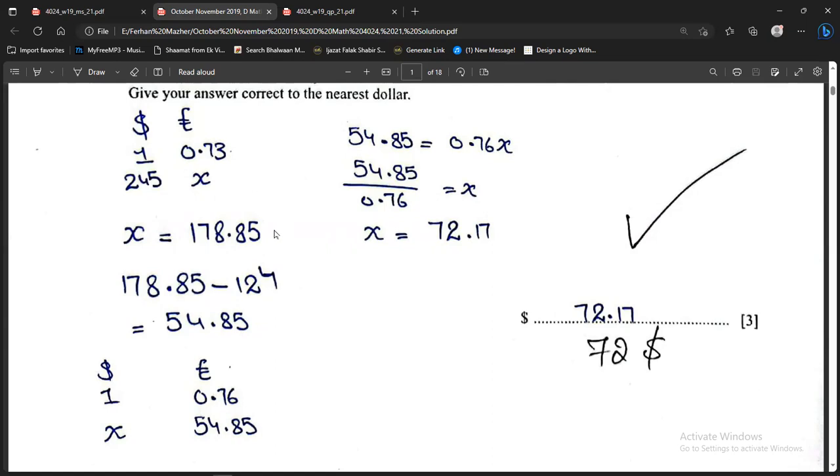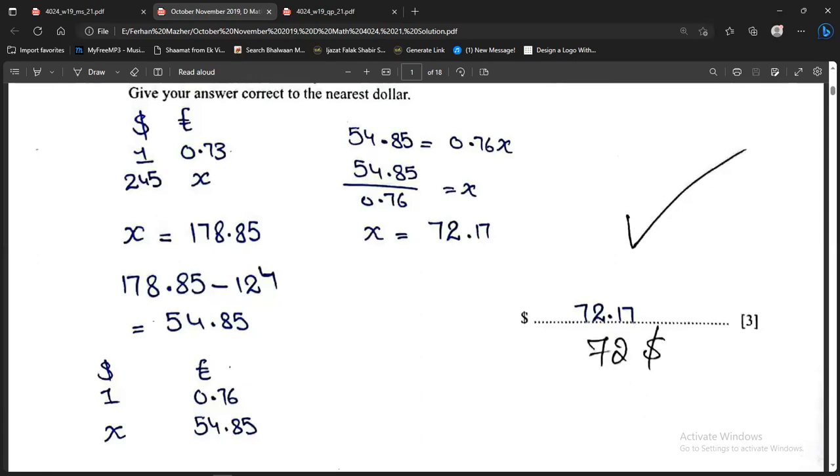178.85 euros. So from 178.85 euros, she has spent 125 euros. So the remaining euros are 54.85. The remaining euros are converted back into dollars. Now the exchange rate is $1 is 0.76 euros. So 54.85 euros will be how much in dollars?